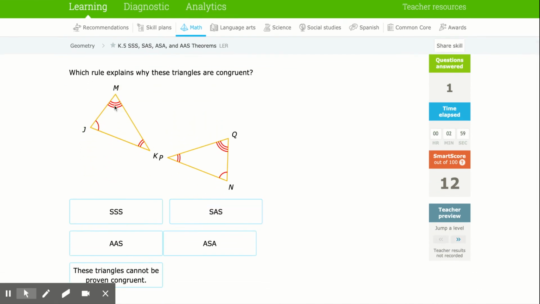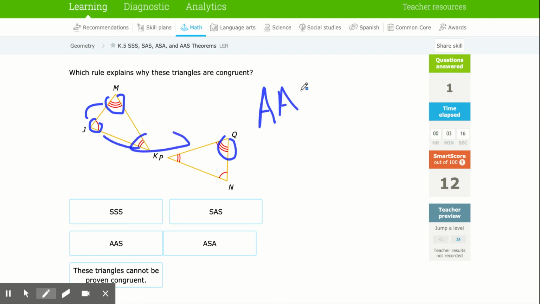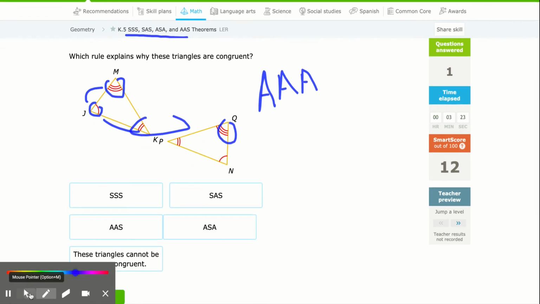And if you'll notice, we have an angle and an angle. So again, I start with one given angle. So I have an angle. Then I go to the next angle. There's no side mark, so I can't use a side. And then I go to the third angle. But three angles, again, is not one of our four congruency postulates. That does not prove congruency. Those would not be congruent.